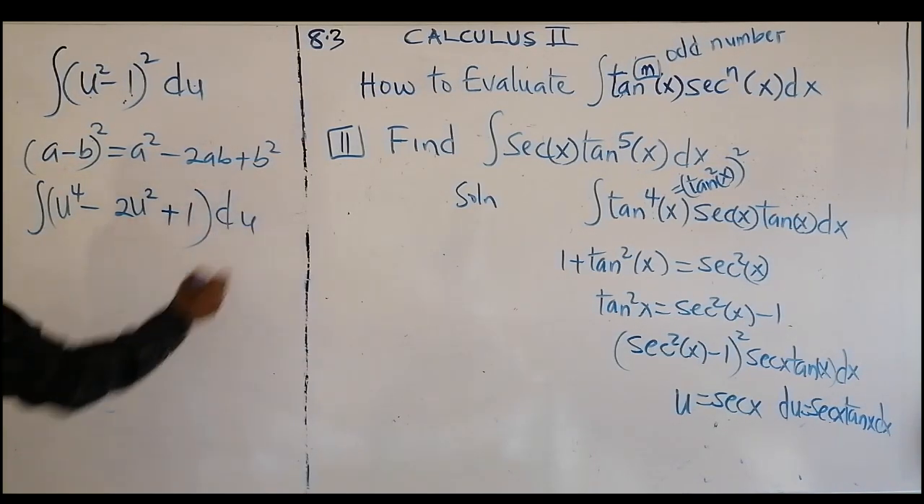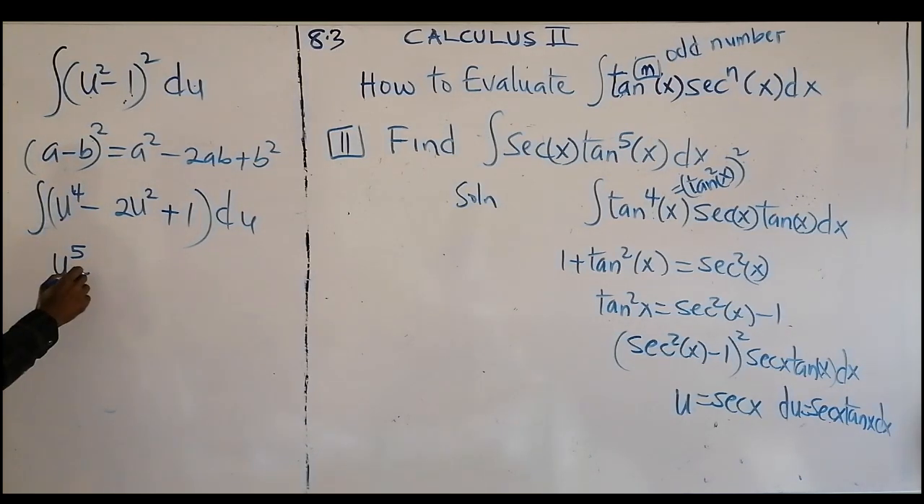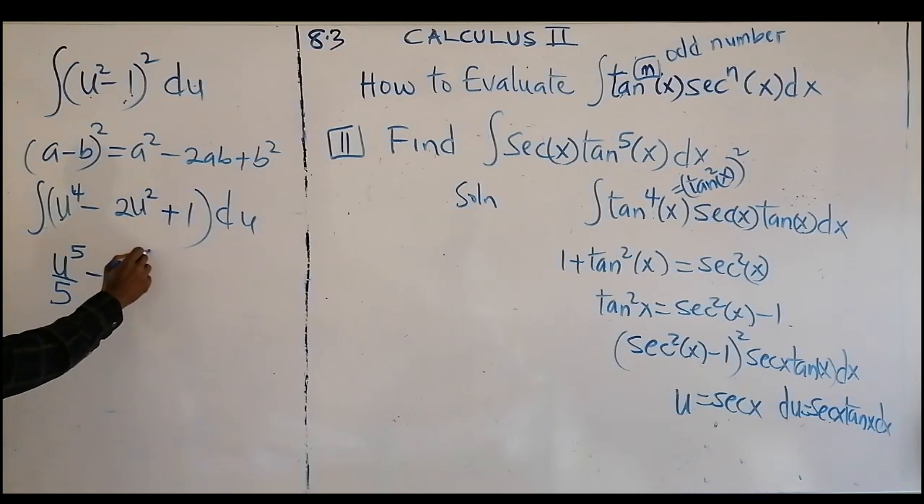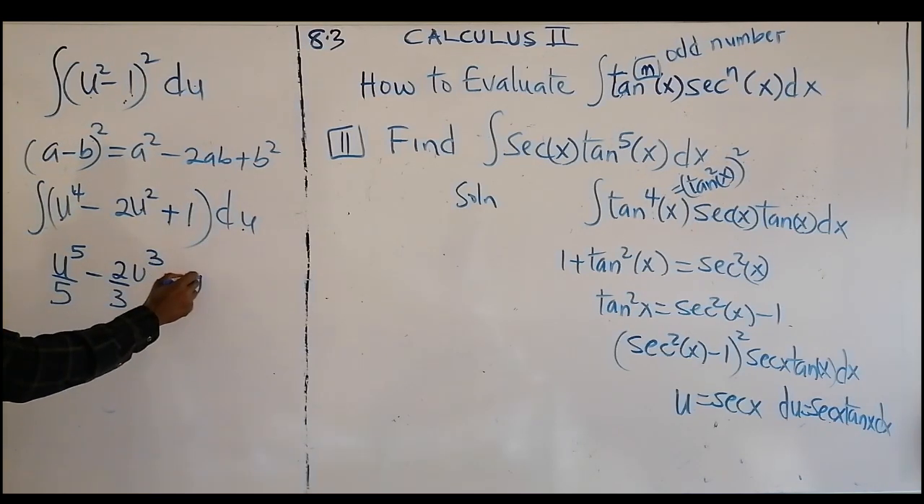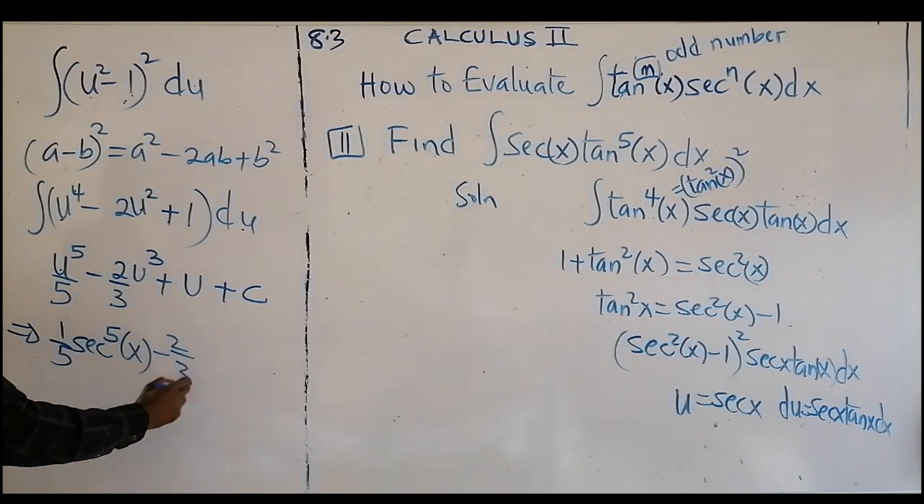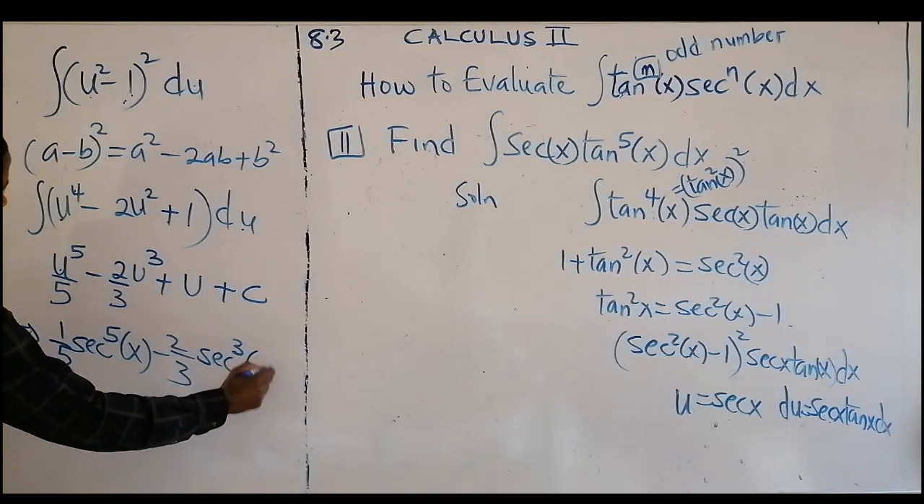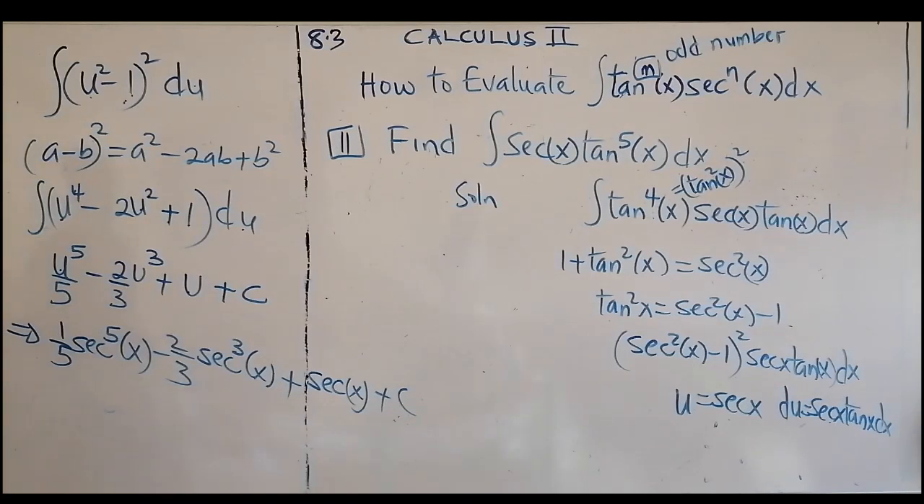Then the integral of u to the power 4 will be u to the power 5 over 5, that's the power plus 1, over 5, minus the integral of 2u square, the power plus 1, that's 3, all over 3, plus the integral of 1 with respect to u, which is u, plus the constant of integration. Finally, let's return the u back. u is sec x. So that will be 1 over 5 sec to the power 5 of the function minus 2 over 3 sec to the power 3 of the function plus sec x plus c. And that finishes that question.